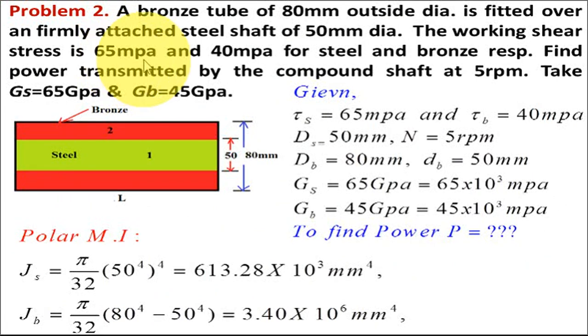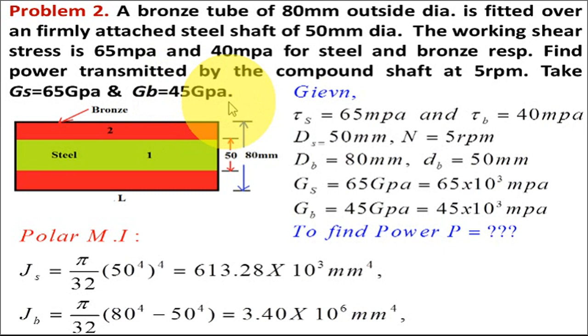Now see problem number 2. A bronze tube of 80 mm outside diameter is fitted over a firmly attached steel shaft of 50 mm diameter. The working shear stresses are 65 MPa and 40 MPa for steel and bronze respectively. Find the power transmitted by the compound shaft at 5 RPM. Take G_S = 65 GPa and G_B = 45 GPa.